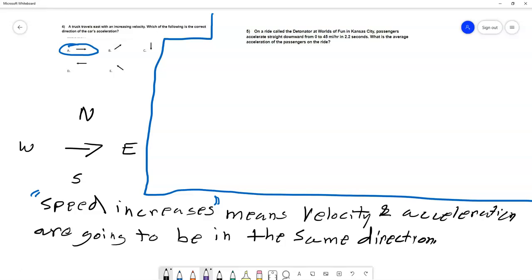Okay, with this, I would write out your formula, write out what you know. So what do you know? You know that V naught, or V initial, is what? 0.